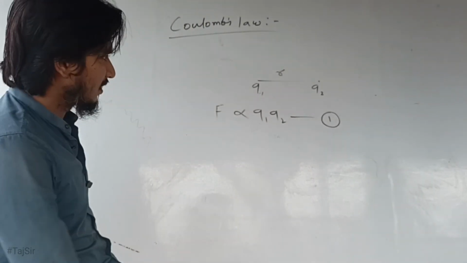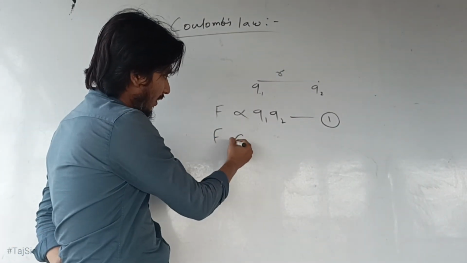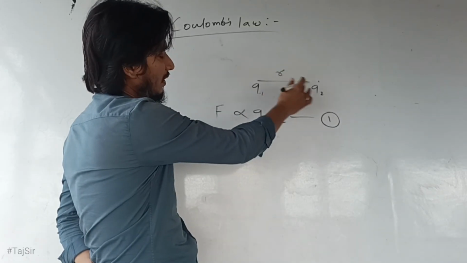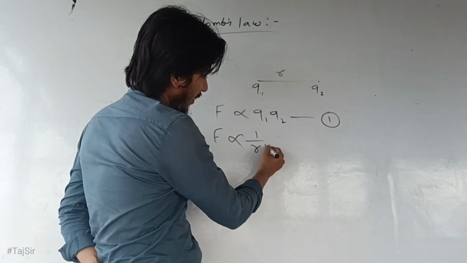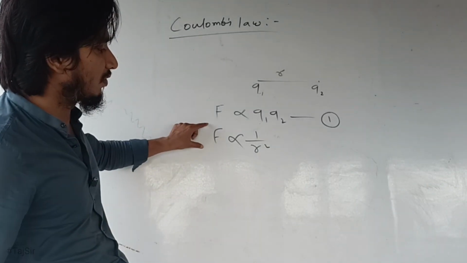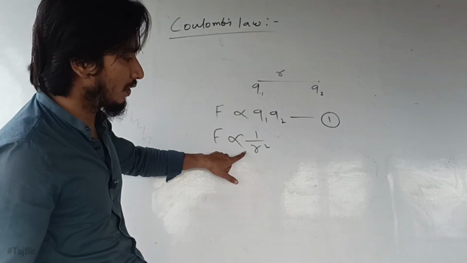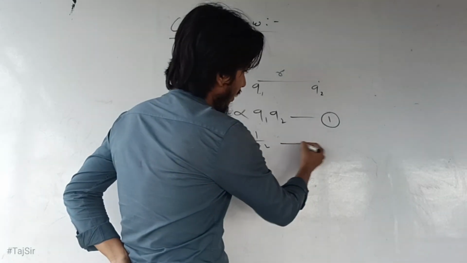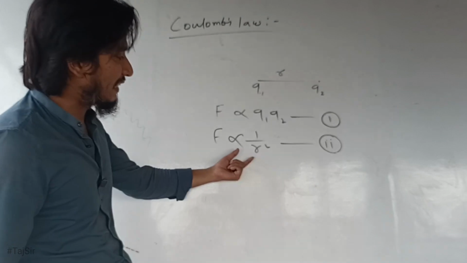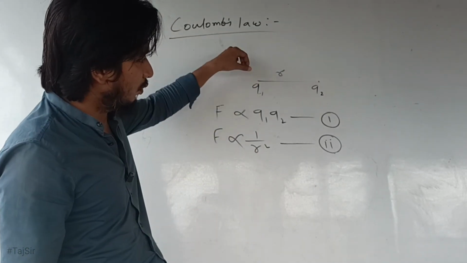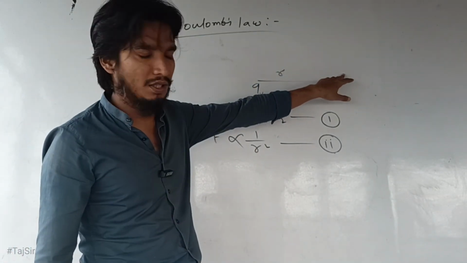Similarly, this force depends on the distance between the charges, and it is 1 by r square, that is, F is inversely proportional to the square of the distance between the two charges. And one thing to remember is that this distance is the distance between the centers of the charges.